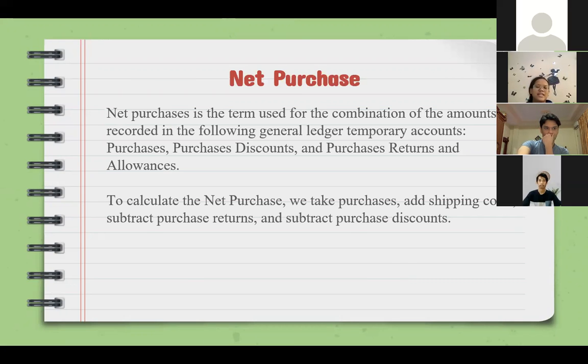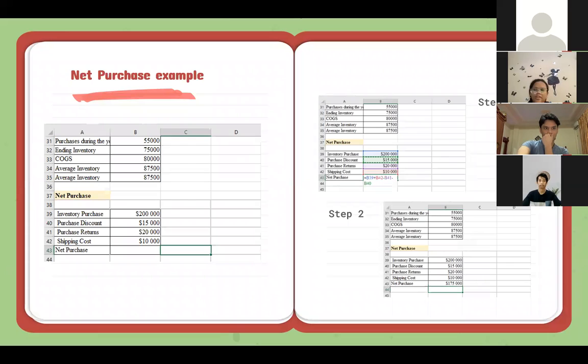So now let's take a case. In this case, for example, we can see that the inventory purchase is $200,000. There is the purchase discount, which is $15,000. The purchase returns, which is $20,000, and finally the shipping cost, which is $10,000.